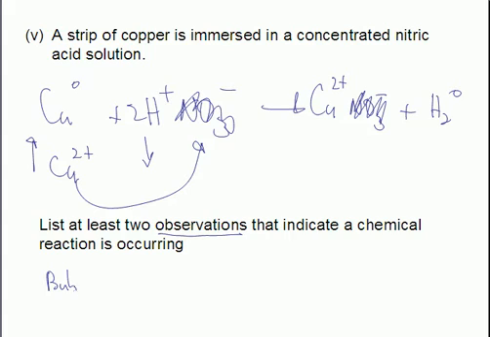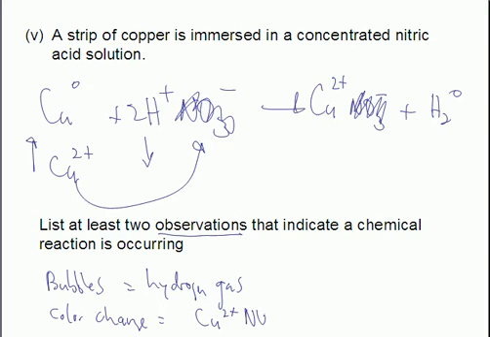Well, you'd see bubbles. Bubbles are going to come from the hydrogen. And notice that you're probably going to get a color change because you're going to produce copper nitrate. And remember, all copper salts are blue in solution. So you're going to get a color change and you're going to get a gas change in this reaction.